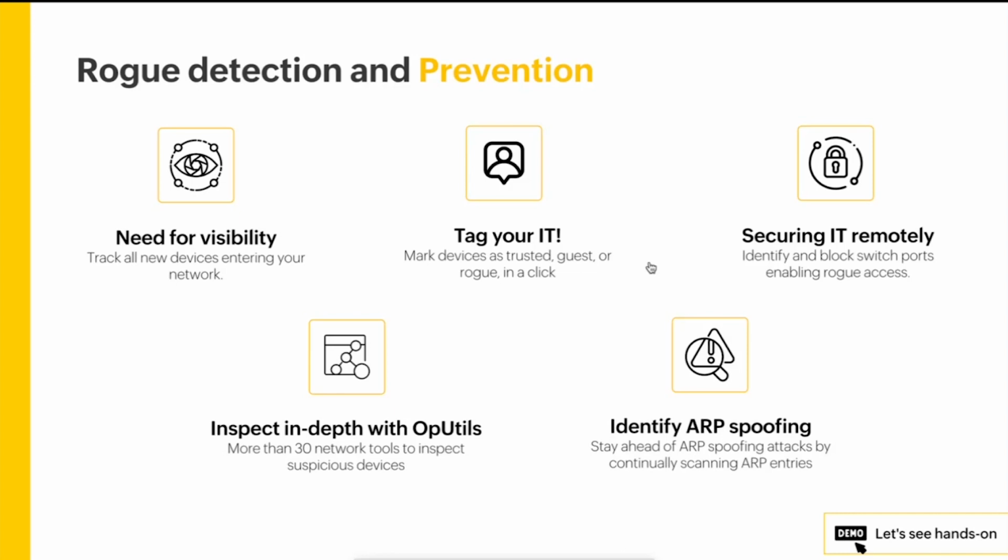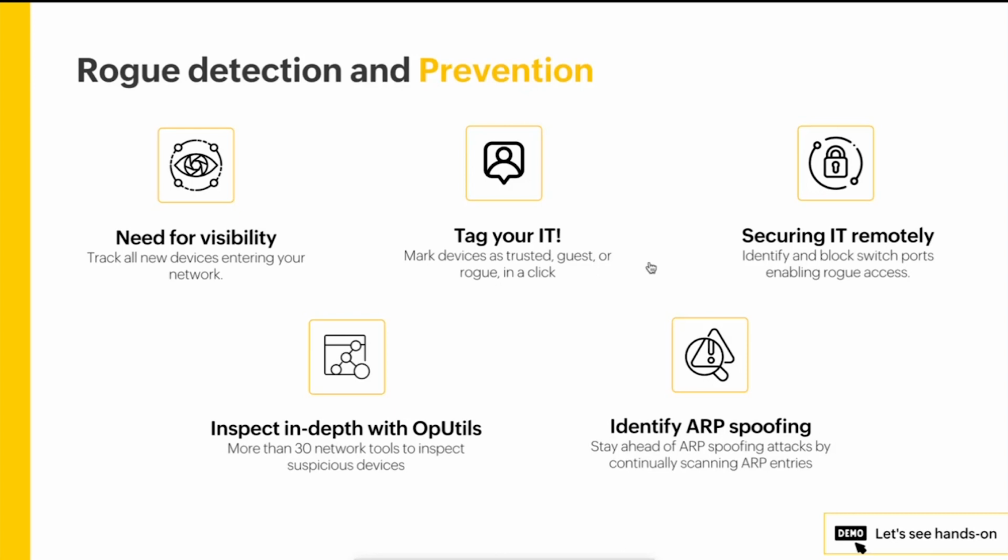So in these handful of devices, if you identify any device to be authentic, well, you can mark it as trusted. If you find any device that can have limited access to your network for a limited period of time, you can mark it as guest. But then if you find any device to be malicious or suspicious, you can mark it as rogue.